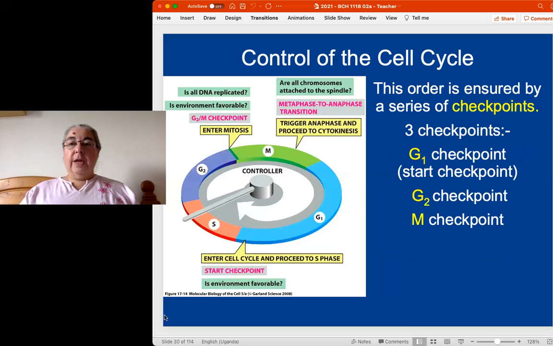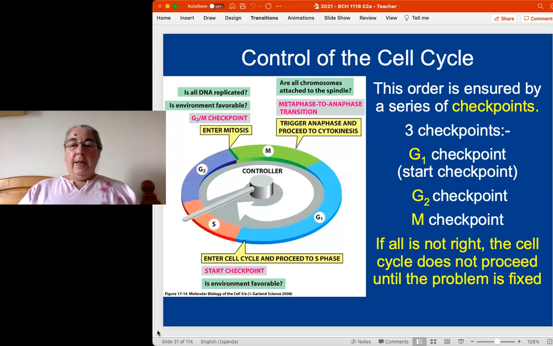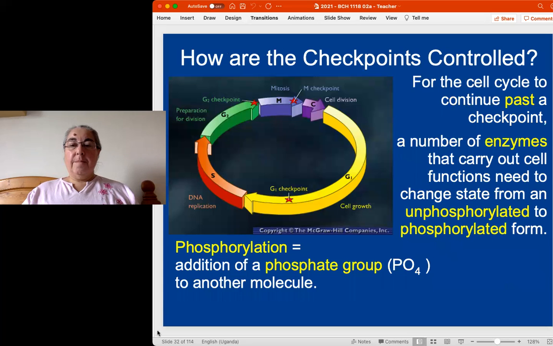Okay, so here's just a summary again of the three checkpoints: G1 checkpoint or start checkpoint, G2 set checkpoint, and metaphase to anaphase or M checkpoint. And if everything isn't right, the cell cycle does not continue until the problem is resolved, is fixed. Okay, so let's have a look in more detail now about just how these checkpoints are controlled.